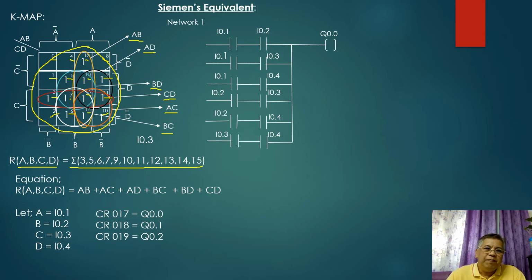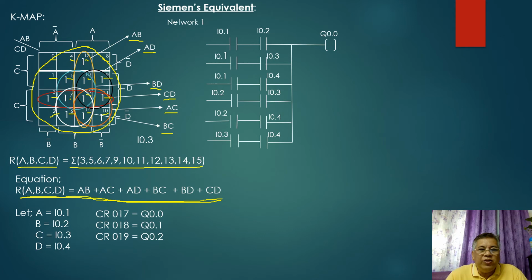So from these variables here, we now obtain the logical equation by adding the variables that we were able to locate using the map. So this will be our equation here. We have AB plus AC plus AD plus BC plus BD plus CD. So this will be our equation for the red pilot light.